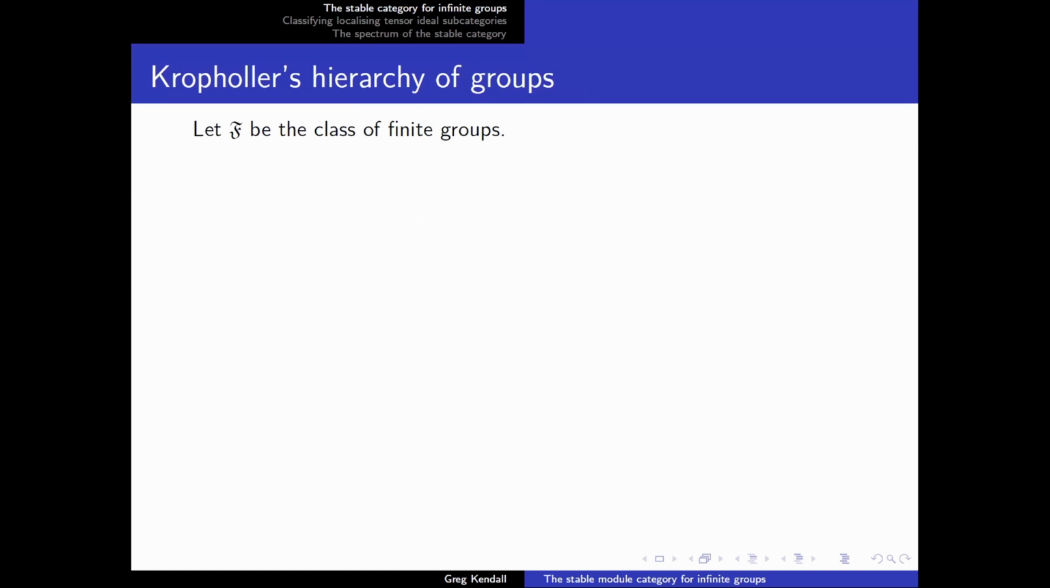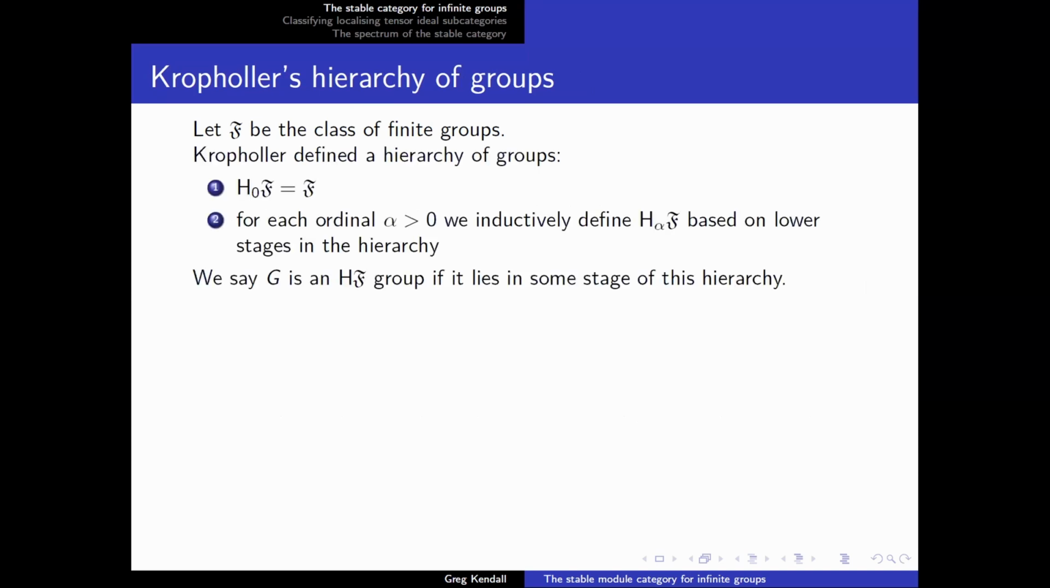But before I explain how we can do that, I'm just going to talk about the groups that we're interested in. These were defined by Peter Kropholler in the 90s, and it's a hierarchical definition. I'm not going to put the exact definition up because it's not very useful. But the point is, we start with these H_0 groups as a base layer, and these are just all finite groups. Then for every ordinal alpha, we define the alpha-th step of this hierarchy inductively, based on everything that comes below it. And then we say it's an HF group if it's at some point in this hierarchy.